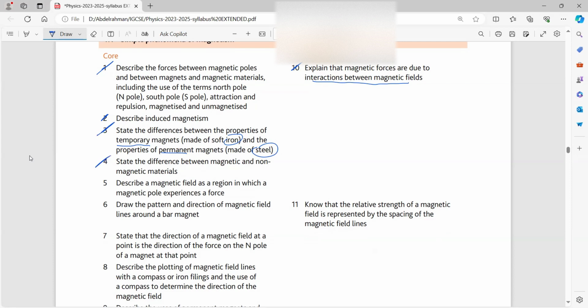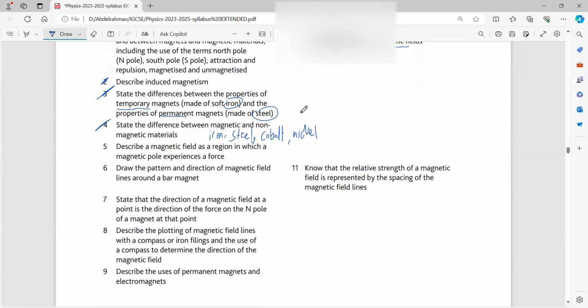What are the magnetic materials we know of? We know four magnetic materials. What are the four magnetic materials? Iron, steel, cobalt, and nickel. These are the four magnetic materials we know of. Any other materials would not be magnetic materials. We sometimes call these the ferrous materials.